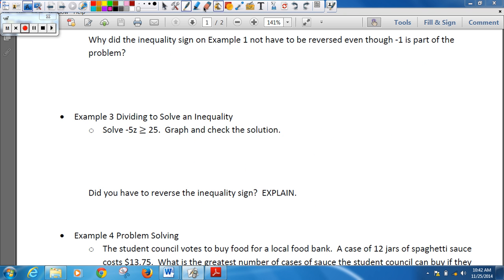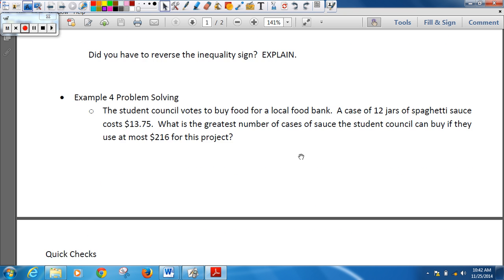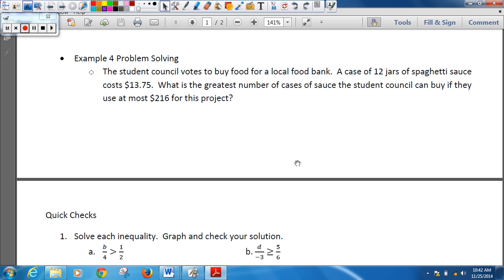Our last problem here then is example number 4, problem solving. The student council votes to buy food for a local food bank. A case of 12 jars of spaghetti sauce costs $13.75. What is the greatest number of cases of sauce the student council can buy if they use at most $216 for the project? Well, at most means they can't use any more than that, so they have to use less than or equal to $216.